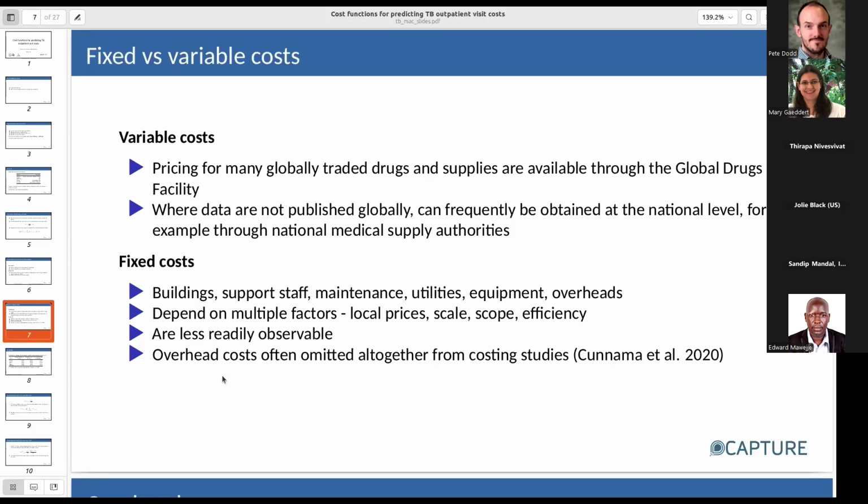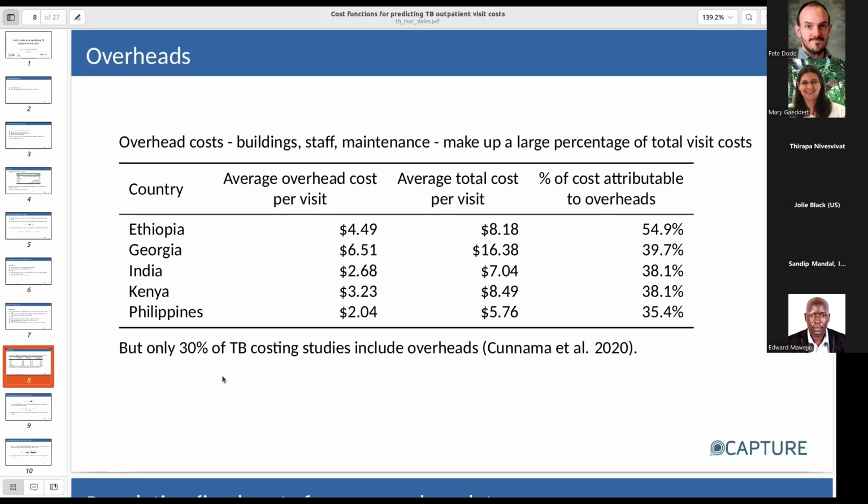And just to emphasize this point about overheads, in the value TB data, overheads are a really large percentage of total visit costs. If you look at the average cost of a visit in each country in value TB, the percentage of that cost that was attributable to overheads varies from at least a third to over half of the total cost. So just a word of caution, wherever you're getting your unit cost from, do look out for this, because in the 2020 literature review, only 30% of costing studies included overheads. That's just something to look out for, regardless of where you get your unit cost from.